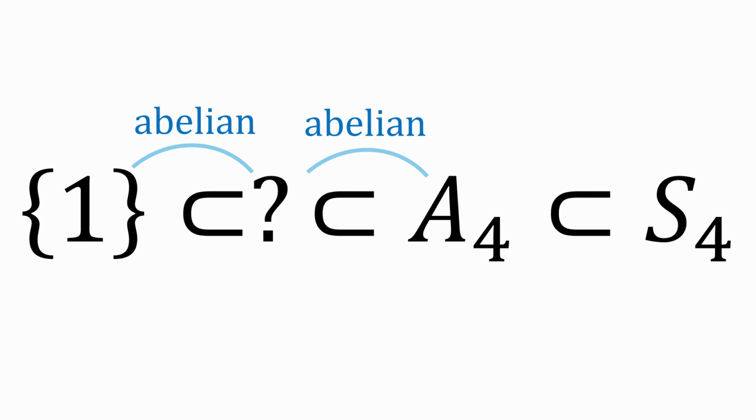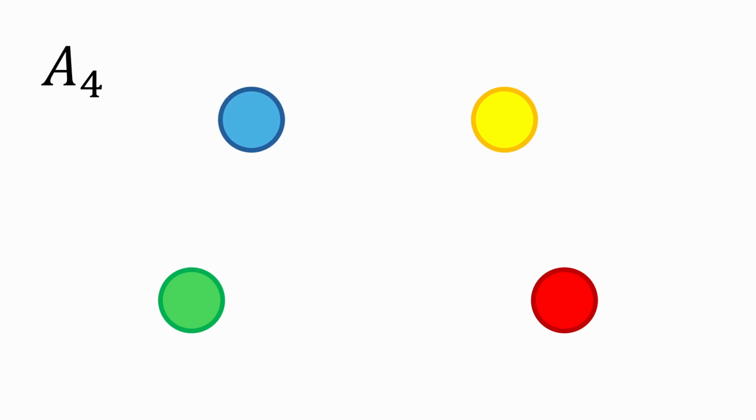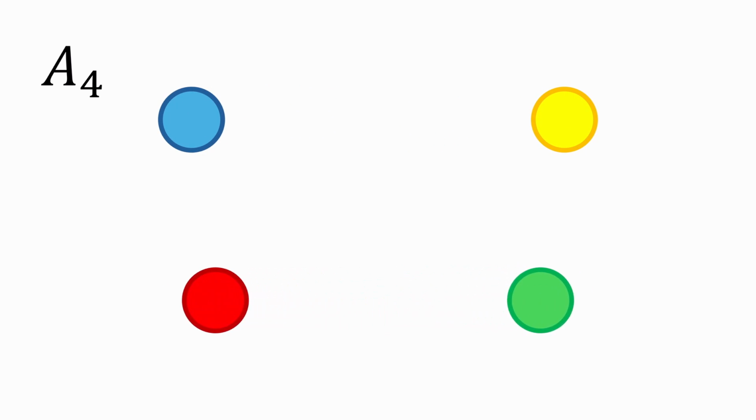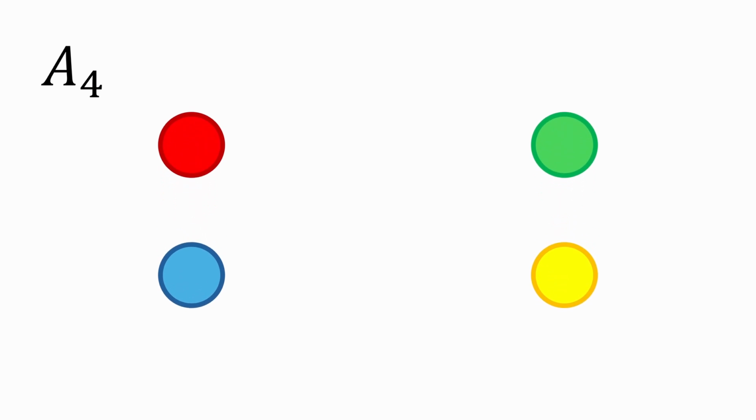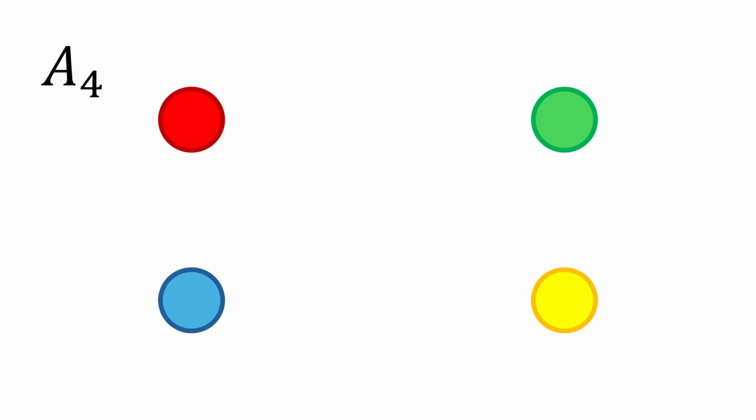To find it, let's visualize the group A4 in a different way. Suppose these 4 points represent the corners of a rectangle. S4 is the group of all permutations of these points. A4 is almost the same, but with the restriction that we may only swap pairs of points an even number of times. For example, we may swap this pair and then this pair, which is essentially reflecting the rectangle about a vertical line of symmetry. We can also swap these 2 pairs, which is a reflection in a horizontal line of symmetry.